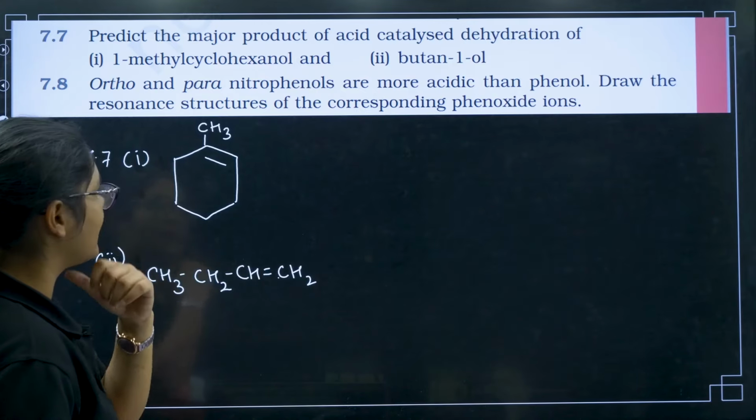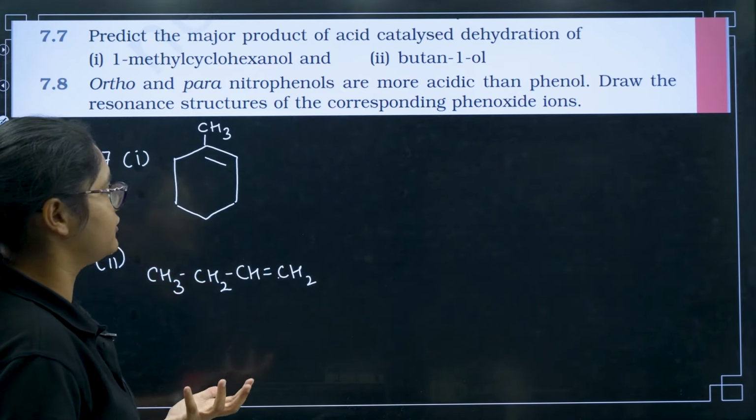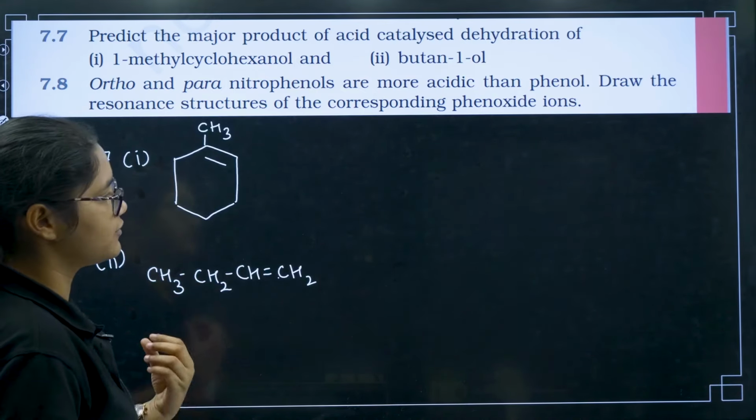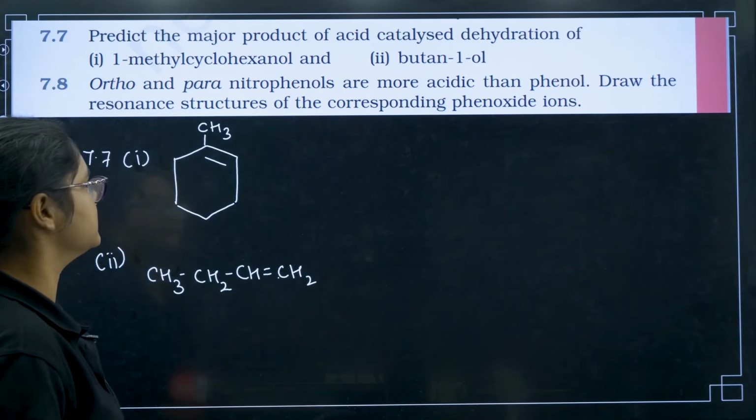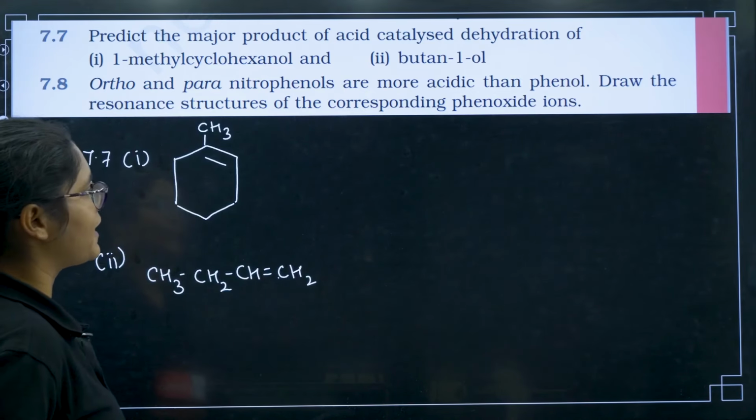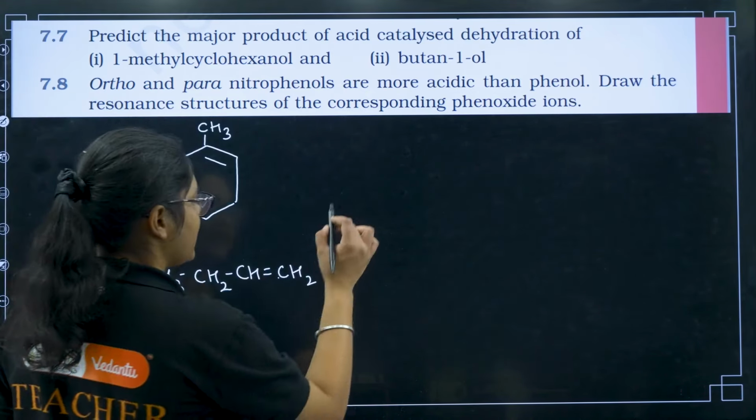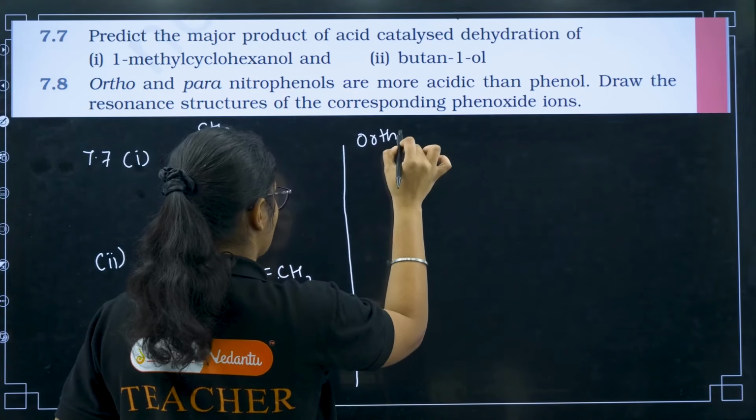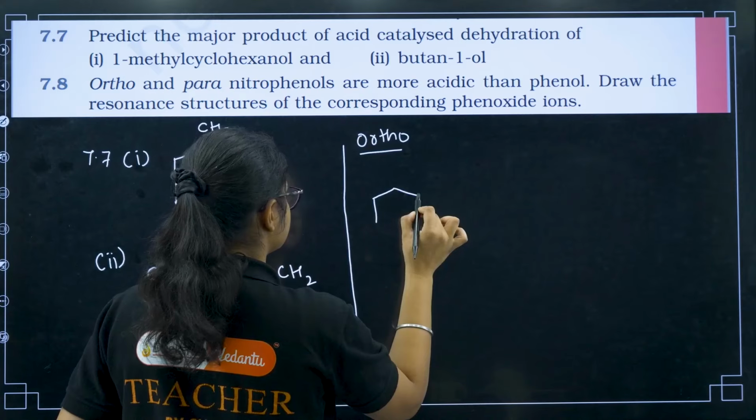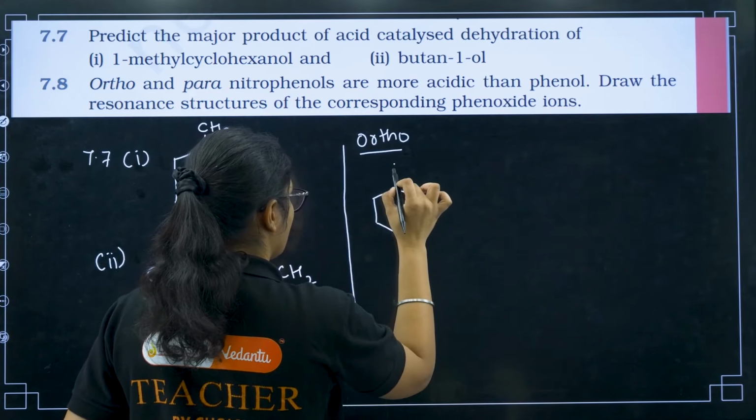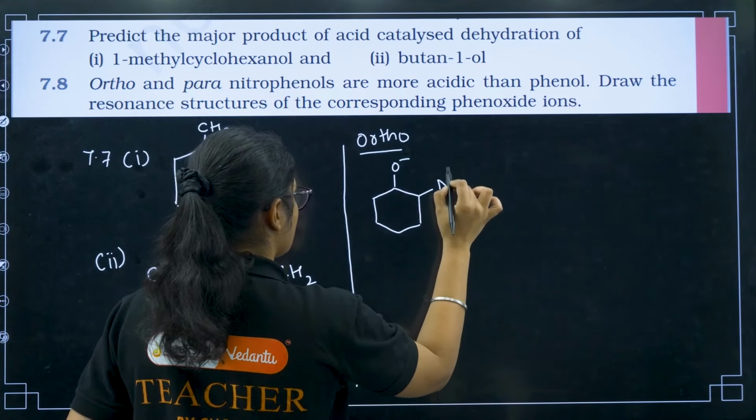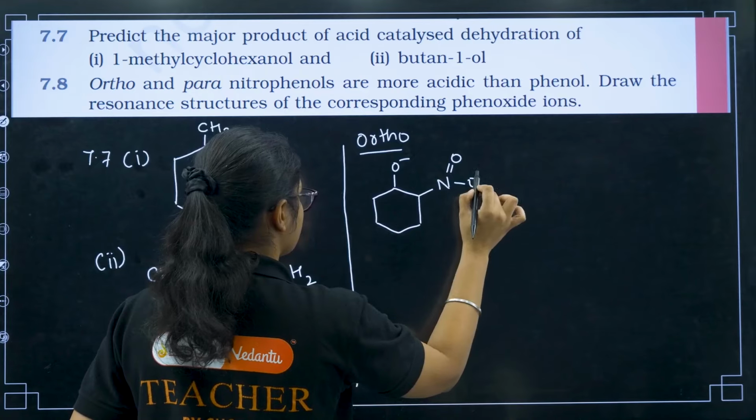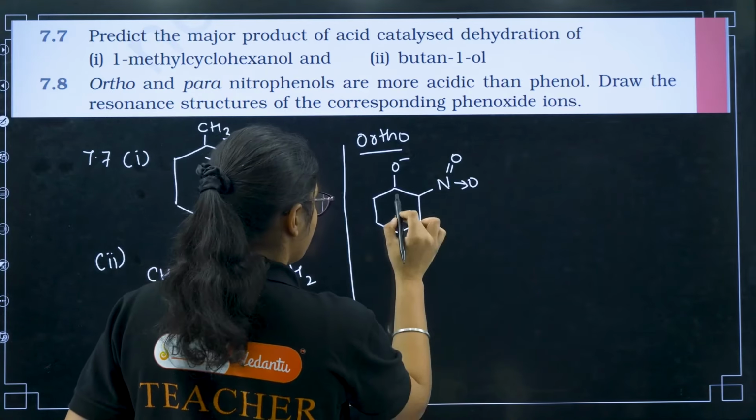Next, ortho and para nitrophenols are more acidic than phenol. Draw the resonating structures of the corresponding phenoxide ions. Okay, so if you see ortho and para nitrophenols, we have like this. I'll just do some of the structures. See, ortho, if it is there, it is like this: O minus. Okay, this is the structure of nitrogen, and we have like this.